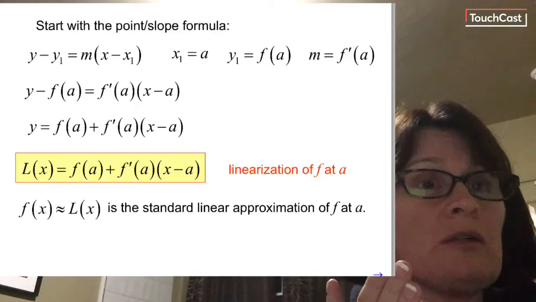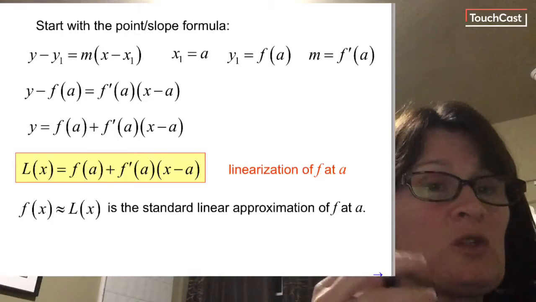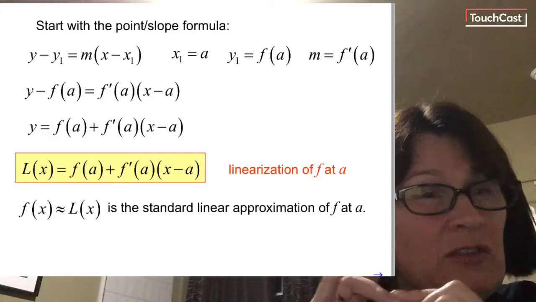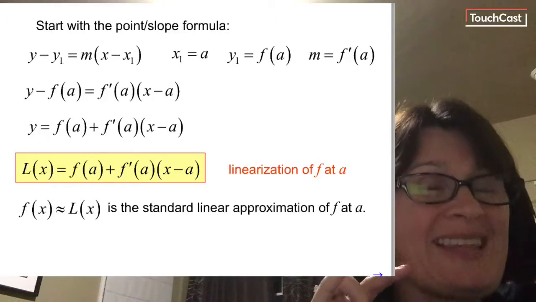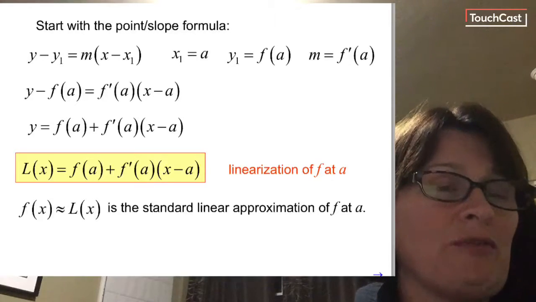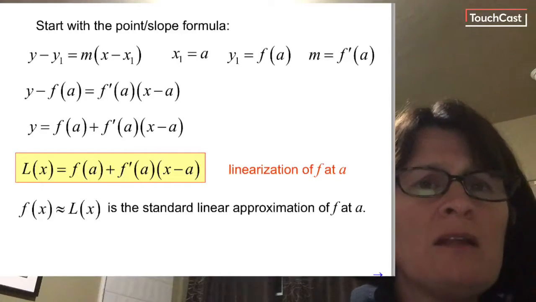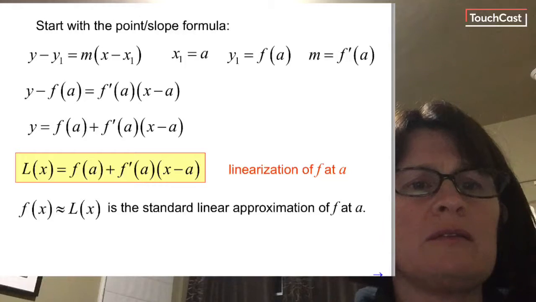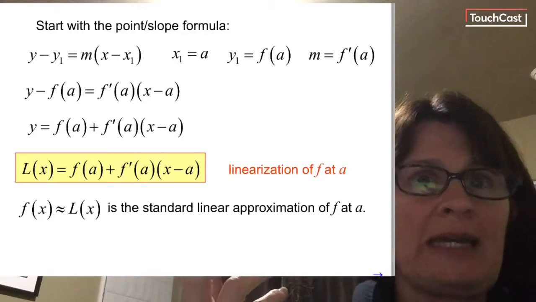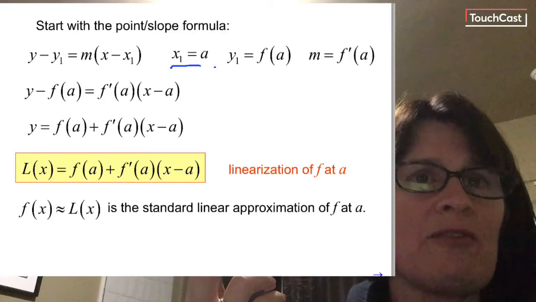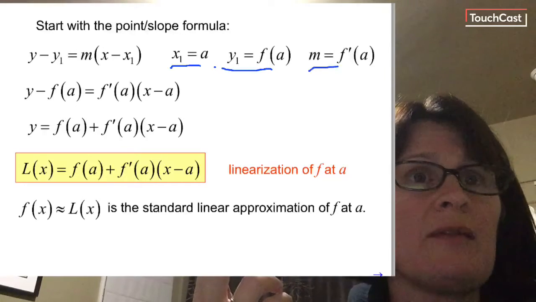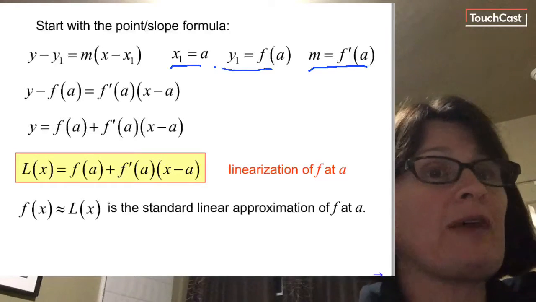And we're going to need a slope. There's a note on the top of your notes paper. We need to find the slope function, which is the derivative, and then evaluate it at the input value that we care about. In this case, that's the place where x equals a. It means for x1 we're going to use a, for y1 we're going to use f of a, and for the slope we're going to use f prime of a.